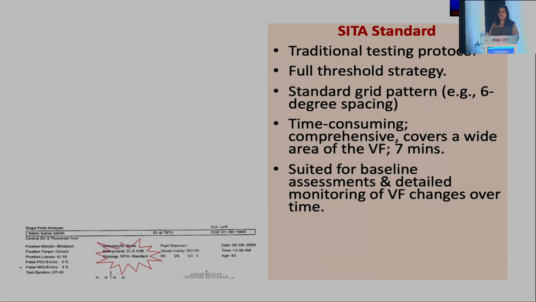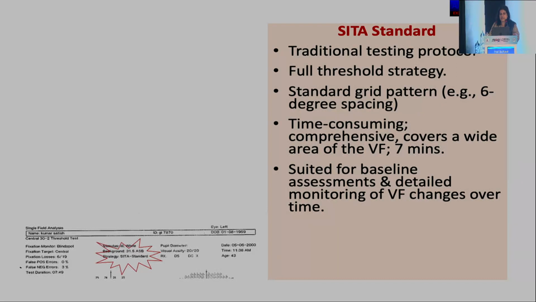And as the patients get older and the disease advances, they take a lot of time to perform a SITA Standard, and many a times you start getting unreliable results. Maybe when you do the first eye, the result is reliable, but by the time you move to the left eye, the result starts becoming unreliable.